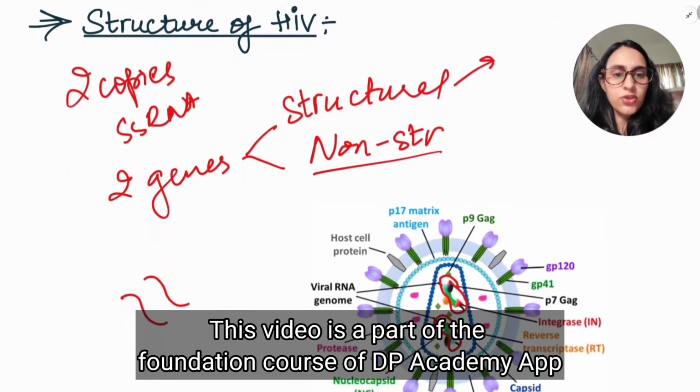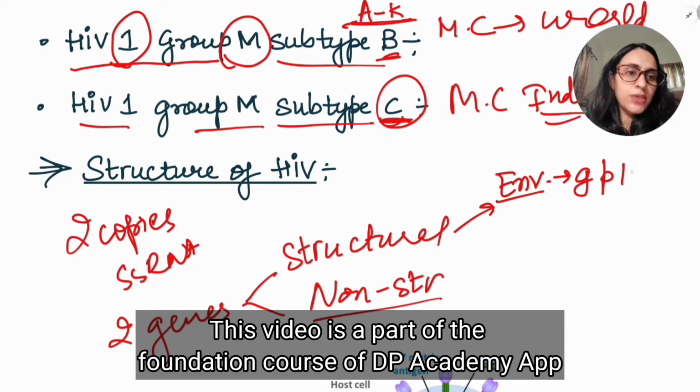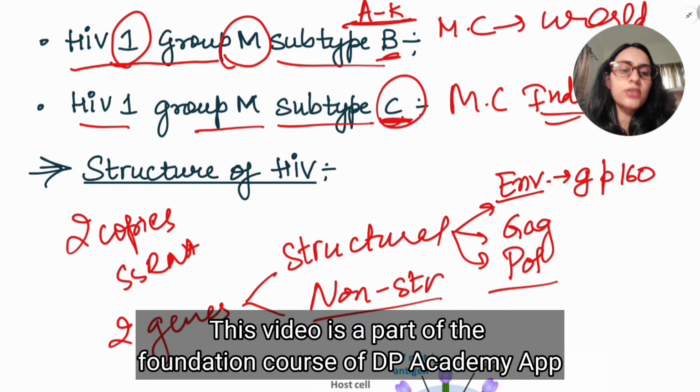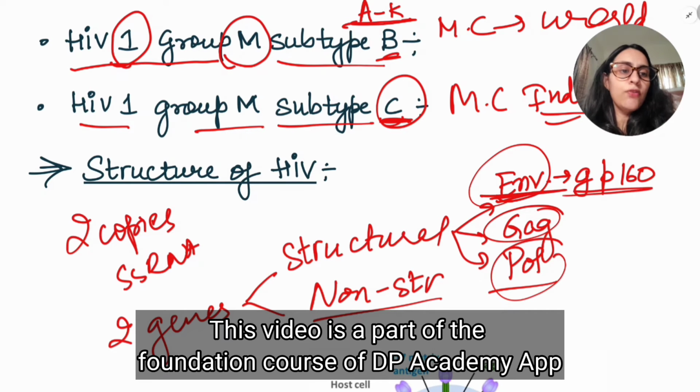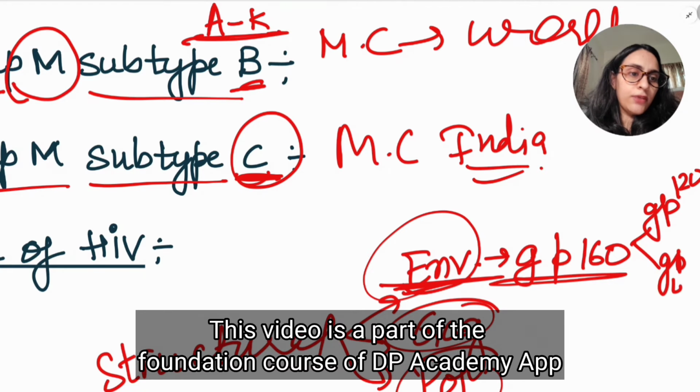For example, the first structure is what? It is the envelope. So in the structural genes, first we have the envelope gene. The envelope gene is what? GP160 for HIV. Then we have gag, and then we have pol. So these are the three structural genes. What are the three structural genes? Envelope, gag, and pol. Envelope is made up of GP160. If you further subdivide this GP160, roughly it will be GP120 and GP41.